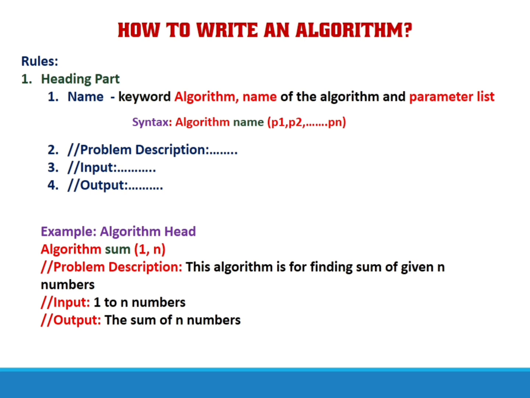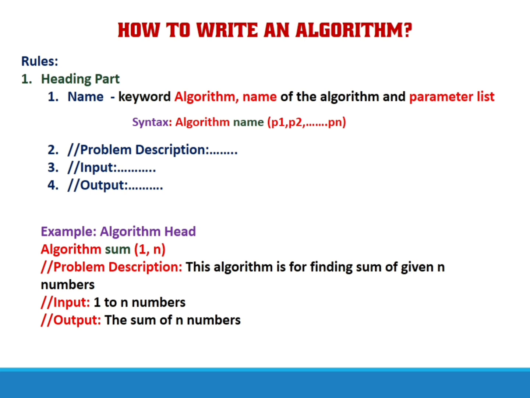The first statement in the heading part is the algorithm name. We should start that statement with the keyword algorithm, so it is mandatory. The next is the name of the algorithm. After the algorithm keyword we should mention the name of the algorithm, and it is optional, that is, a user defined name. So you can write any name for the algorithm, and following that we should mention the parameters within the parenthesis. So this is the first statement in the heading part.